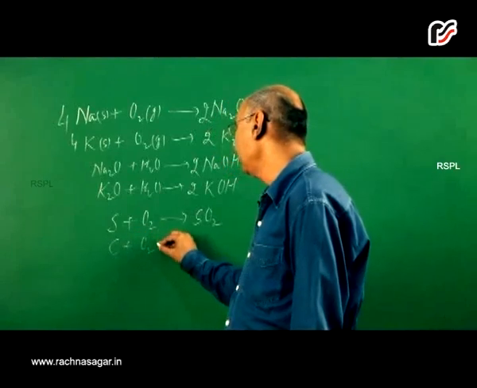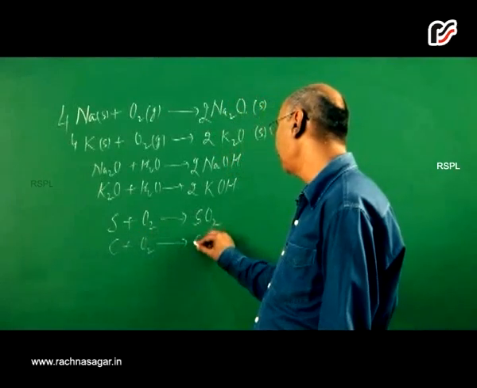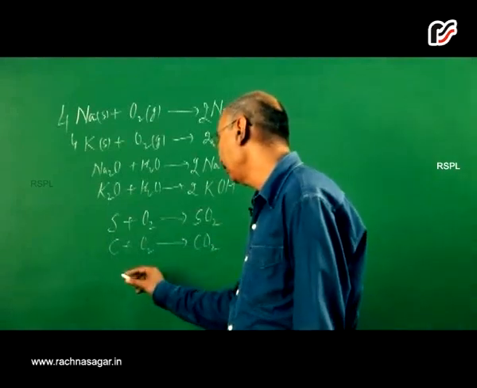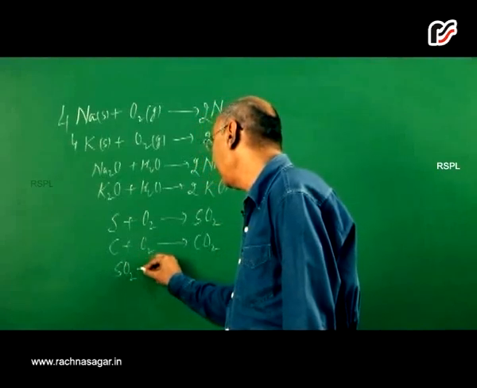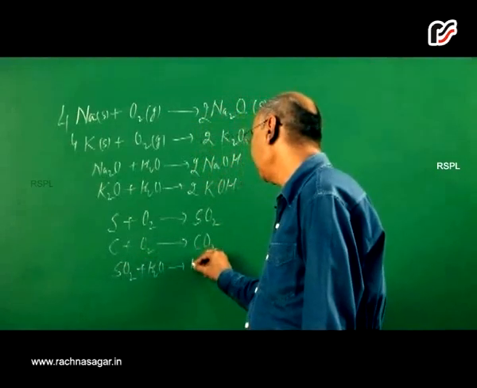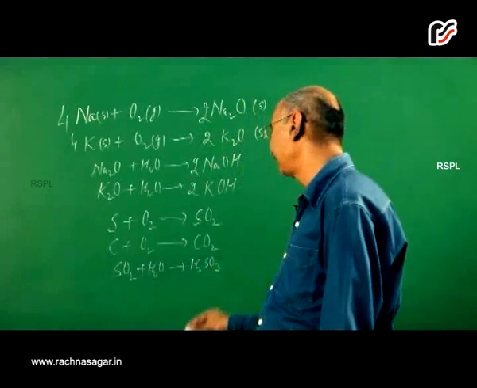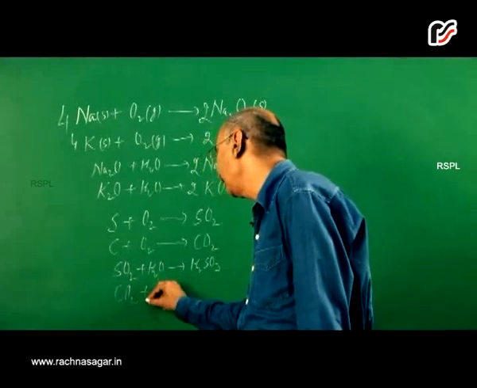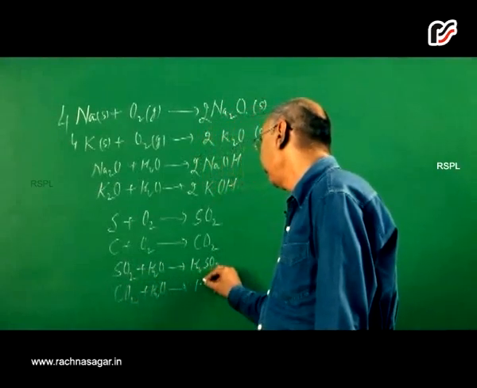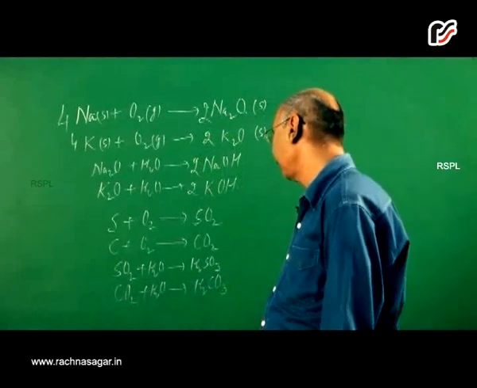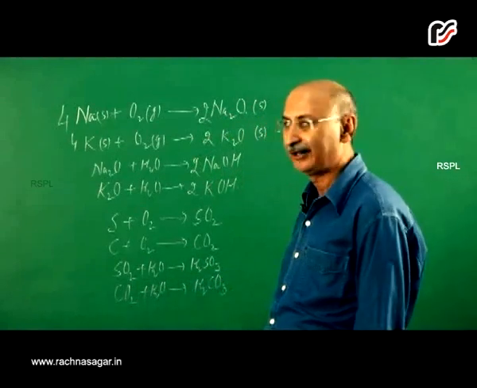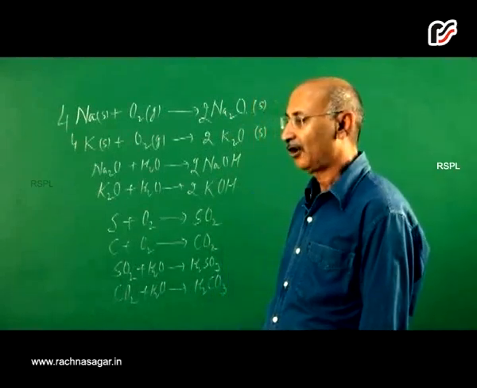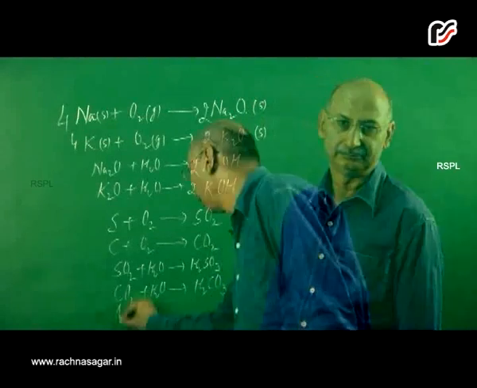Carbon reacts with oxygen on burning and results in the formation of carbon dioxide. How do we find out whether these oxides are acidic, basic or neutral? Sulfur dioxide, when dissolved in water, results in the formation of sulfurous acid, which turns blue litmus red. Similarly, carbon dioxide, when dissolved in water, results in the formation of carbonic acid, which also turns blue litmus red. This shows that metals form basic oxides and non-metals form acidic oxides.